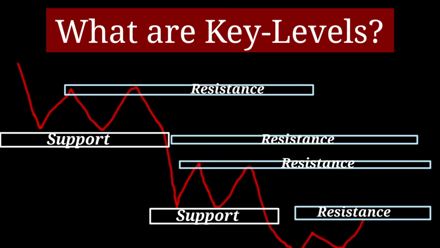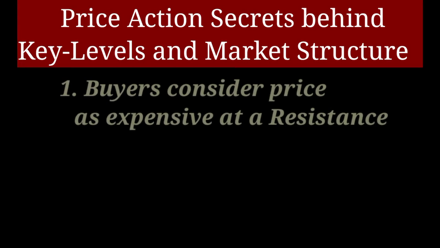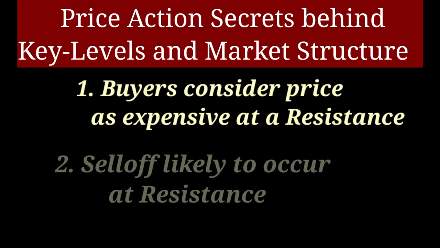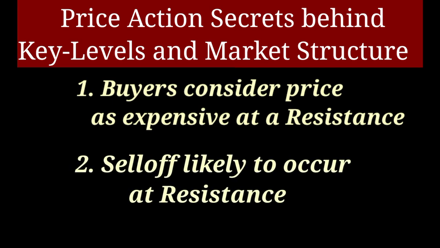So what are the price action tips or secrets behind key levels and market structure? Let's look at it again from this point of view. Number one, in an upward trend, buyers consider price as expensive when it gets to a key level, which is the resistance. At that point, the bulls see the price as expensive and begin to sell their long positions. They offload their long positions, leaving room for more sellers. As a result, the price drops from that key level.